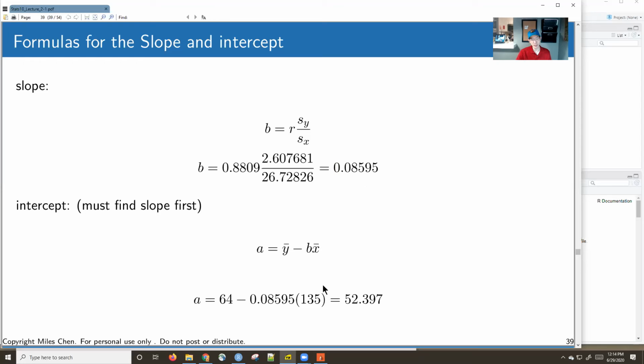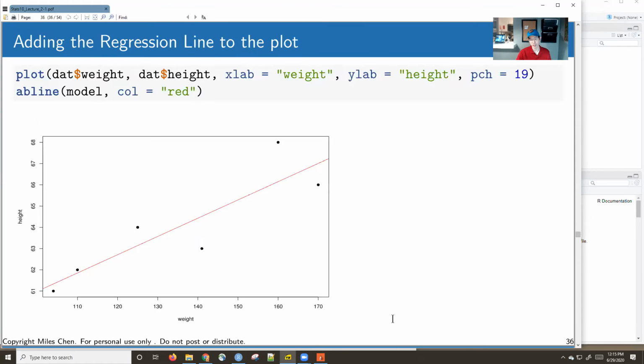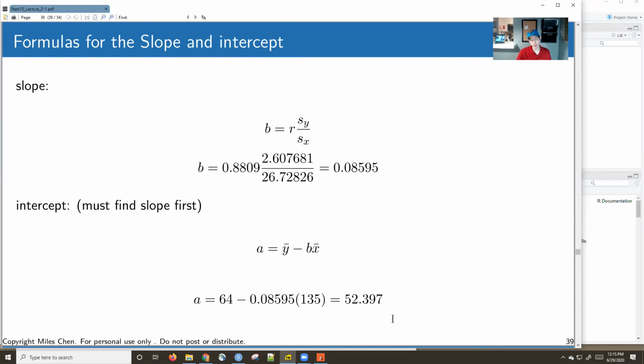And then the intercept, you have to find the slope first. The intercept, a, is equal to y bar minus b times x bar. If you plug in b right here, and you plug in x bar 135 and y bar 64, this is what you get for the intercept. You can just combine these two together to get your regression equation. Your regression equation is just the combination of the intercept and the slope times x. So if you had to, you can get the slope and intercept yourself.